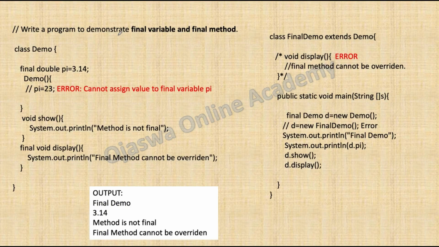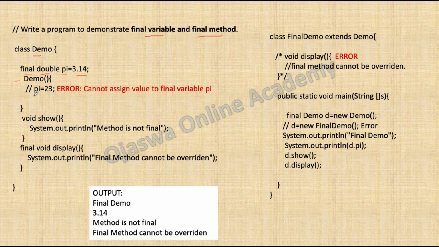Write a Java program to demonstrate final variable and final method. So we have a class demo and we have declared instance variable pi of type double. Value of pi is 3.14. It is a constant. Declare the variable as final. We have declared variable pi as final. Then we have default constructor. We are not using default constructor. There is no code inside this.